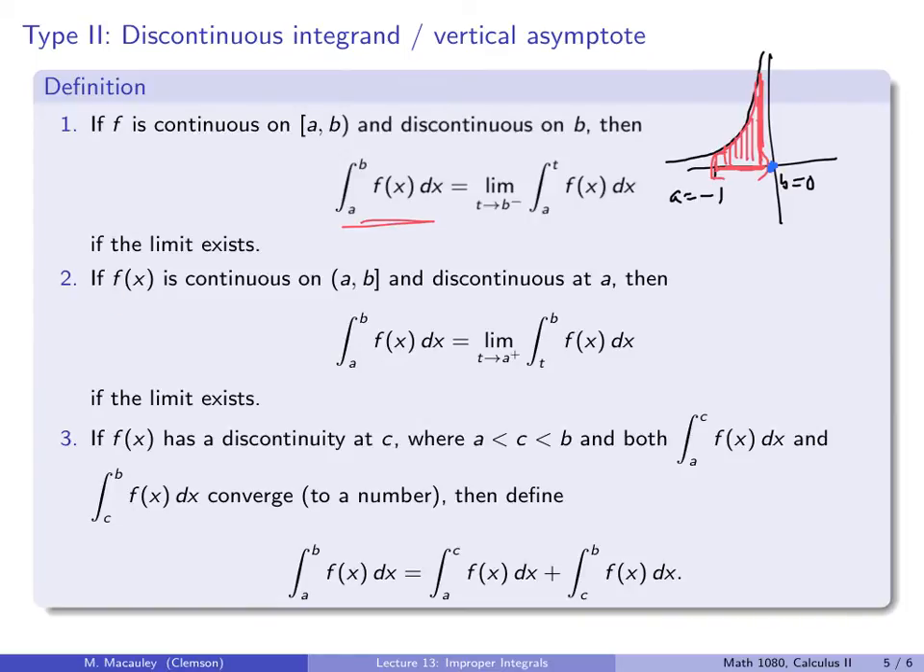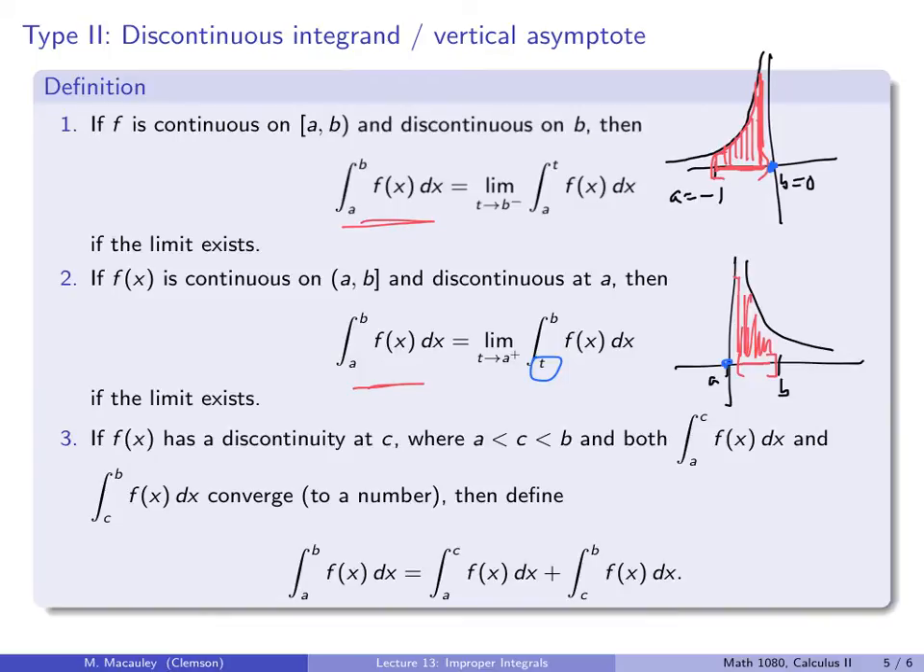Now, part 2 is just a mirror image of that. So I'll draw it quickly. I won't say much about it, but again, if maybe we have b is here, and maybe we have a is there, and if our function is discontinuous there, then the area under the curve from a to b is just the limit of the integral on a finite little piece as the left endpoint now goes to a. And let me actually give you one more case where something like this could happen.